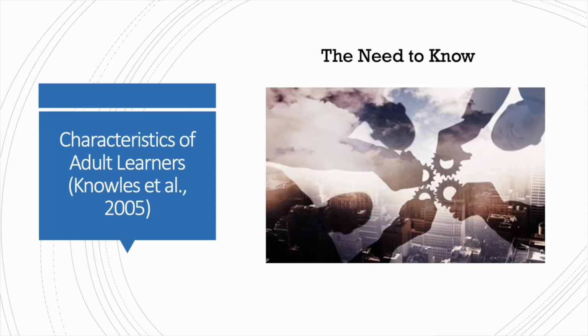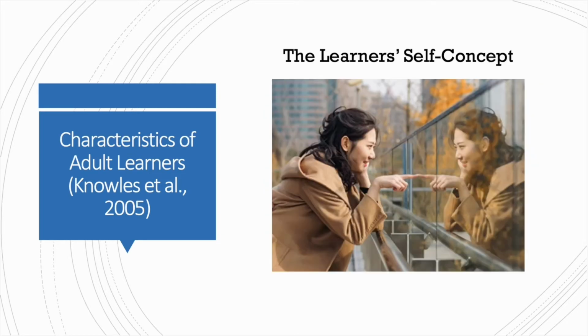With the first characteristic, the need to know, Knowles suggests that adults need to know why they need to learn something before undertaking to learn it. This speaks to the importance of clearly identifying learning objectives and goals, as this increases overall motivation and engagement. Second is the learner's self-concept. This is the idea that adults hold an increased sense of responsibility for their decisions, and recognition of autonomy in the educational setting is important.